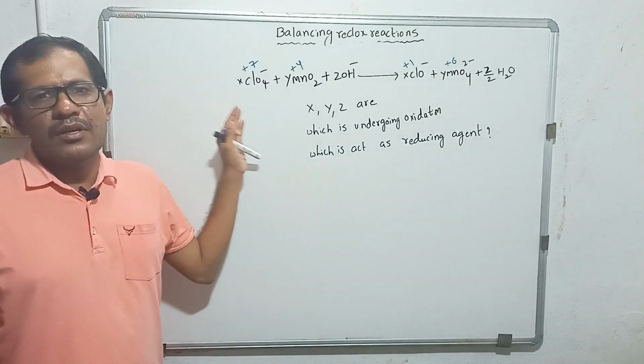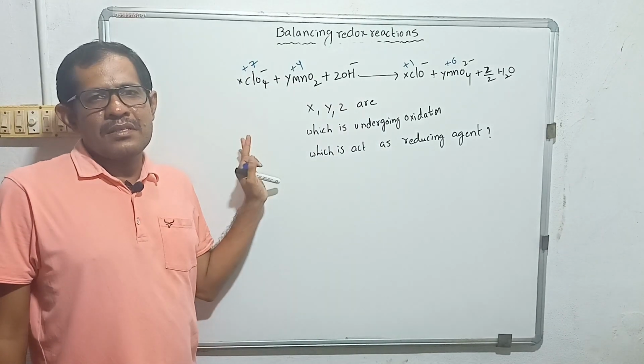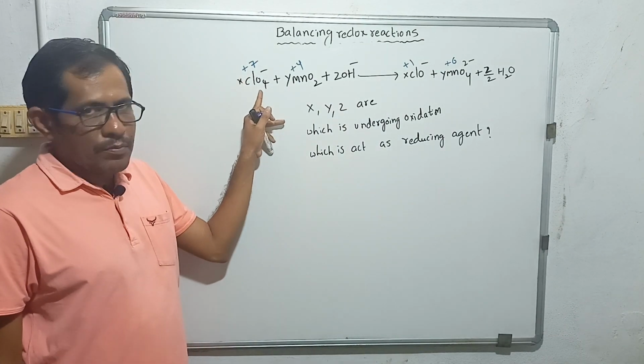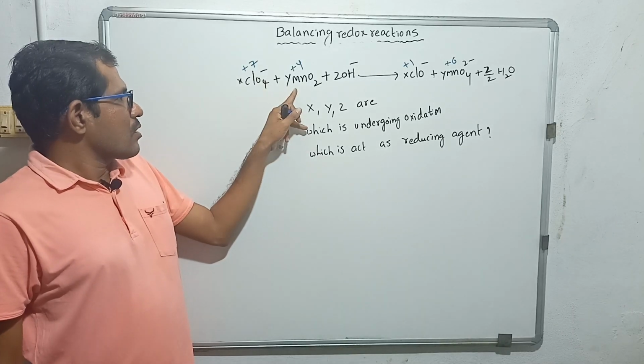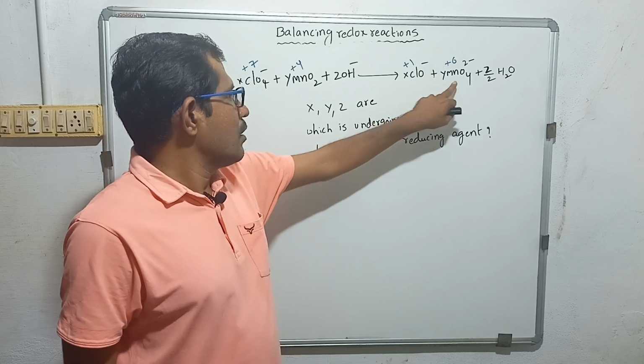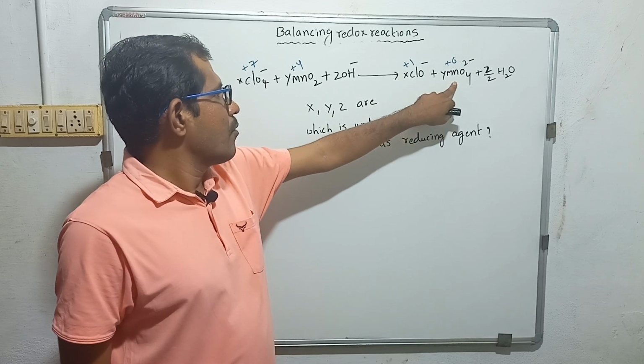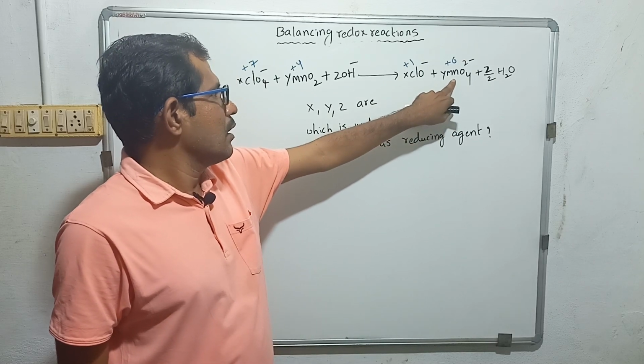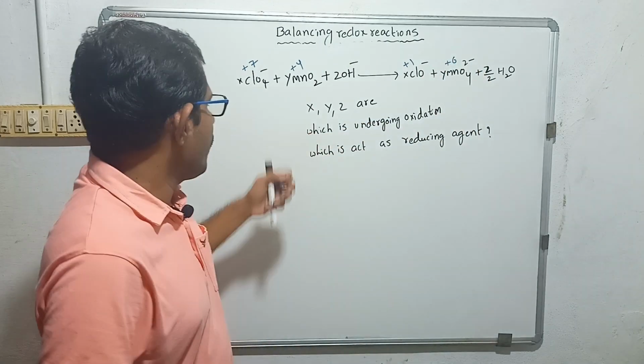So other than hydrogen and oxygen, we have calculated the oxidation states. Chlorine is plus 7 and manganese is plus 4 on one side; chlorine is plus 1 and manganese is plus 6 on the other. Now what do we have to do?